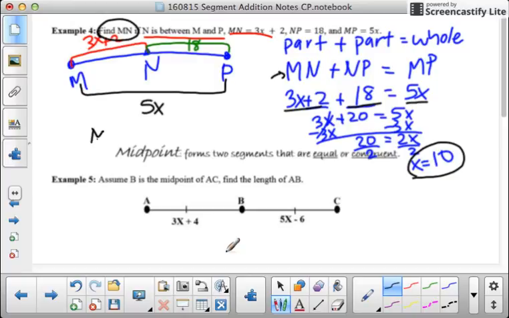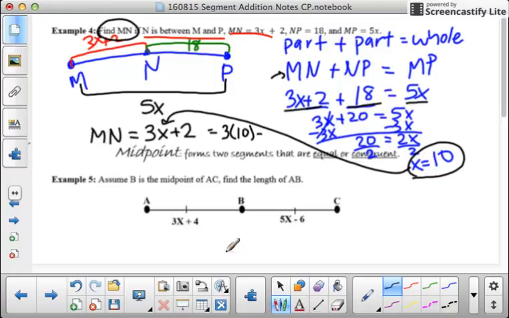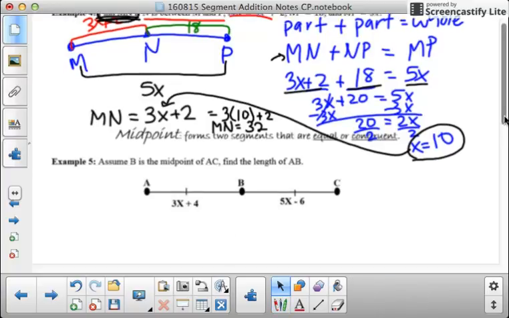When I think about MN, I know this is 3x plus 2. Now I actually know that this x is 10. So MN then becomes 3 times 10 plus 2, which means the length of MN is 32. So what I did was the same thing, and all I did was take that x and plug it back in based on what they asked for. Find MN. You'll get more practice on this, so don't worry.